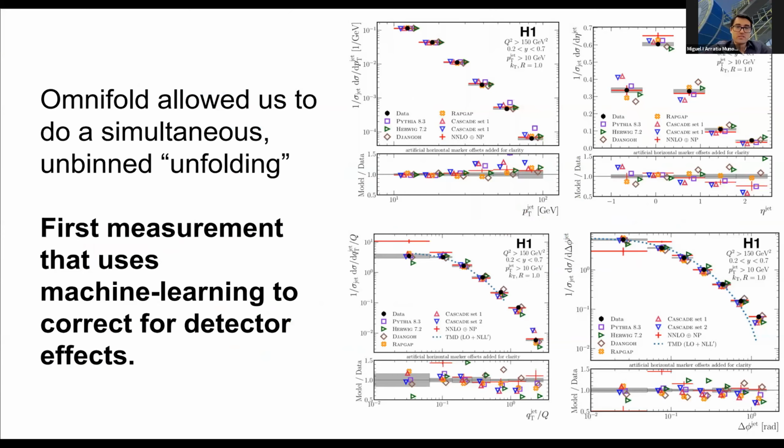So those are the results, and let me just tell you that OmniFold, this new machine learning based method, allowed us to do this measurement simultaneously in all these observables, and actually in 8 dimensions. We report 4 variables, but we did the unfolding in 8 dimensions and in an unbinned way. And this is the first measurement that actually uses machine learning to correct for detector effects. And it will not be the last one. Yes, this is a really nice method, a very powerful method, as I will show you in a second.